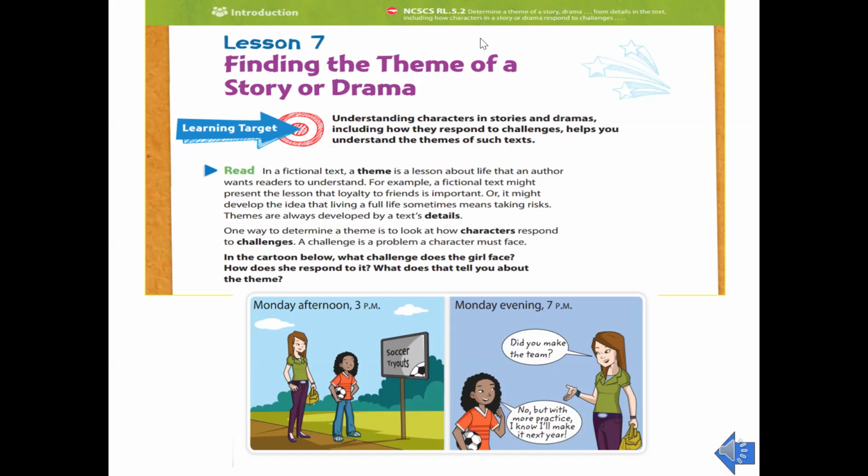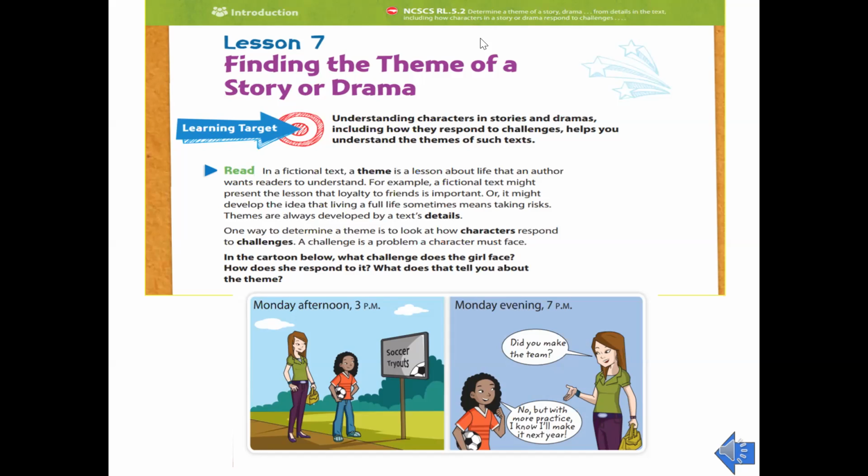All right, so in the first scene here, we have a little girl. She's staring at a soccer tryouts sign. And there's a lady standing behind her, also staring at the same sign. Later on that day, the lady asked the girl, did she make the team? And the little girl says, no, but with more practice, I know I'll make it next year.